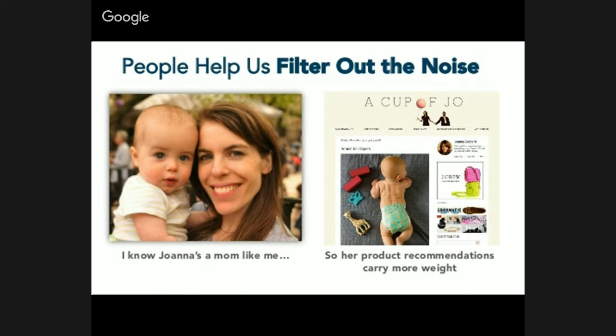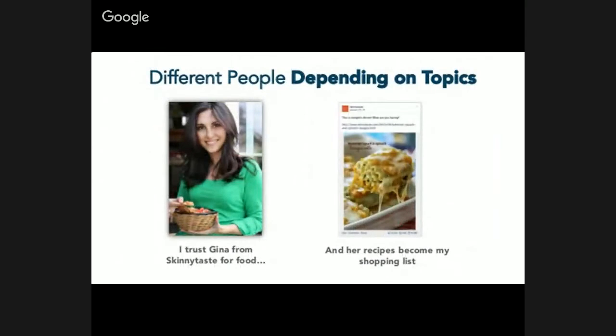People help us filter out the noise, and the one thing we now need to learn is that there's so much information, clutter, misinformation coming via the screen. It's about who do you trust, and inevitably we are hardwired to trust people. So somebody, whether it's a celebrity or somebody we know, I can trust Gina from Skinny Taste for food. She knows a lot about food. I trust Nigella Lawson to talk to me about cakes. The same way I trust my father to tell me about garages, I guess.